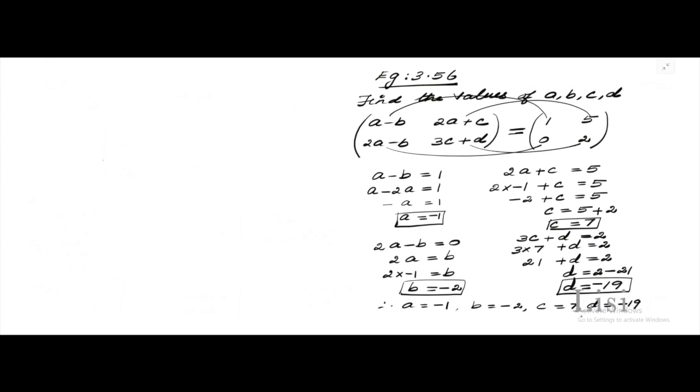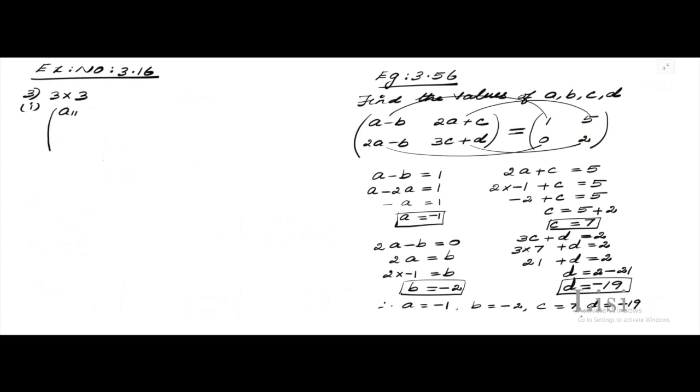Now shall we move to the exercise now? Up to second sum we have done, isn't it? So now we'll do the third sum from the exercise, 3.16. Construct a 3 cross 3 matrix whose elements are given by. So you are asked to construct 3 cross 3 matrix, that is 3 rows and 3 columns.